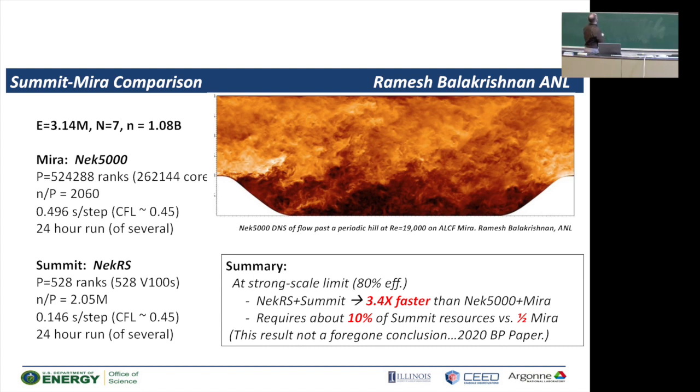It's a 24-hour run of several. And then the equivalent run, 528 ranks, again at the correct N over P, on the V100s, is about 0.14 seconds per time step. So we're a factor of 3 faster. Okay, that's a little weird. The GPU is 300 times faster than the CPU.